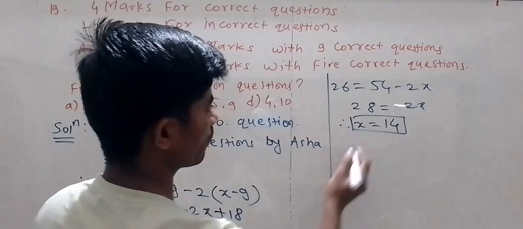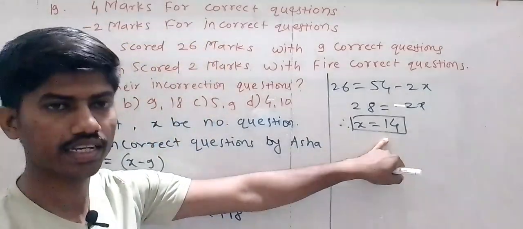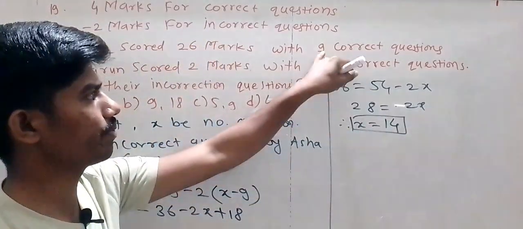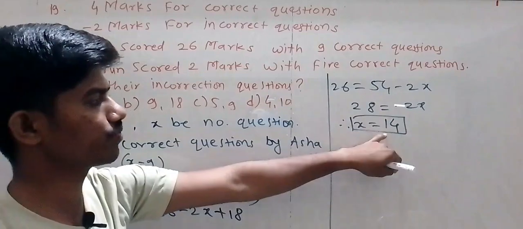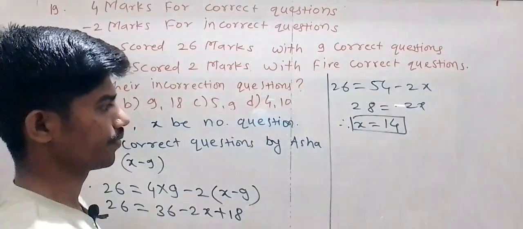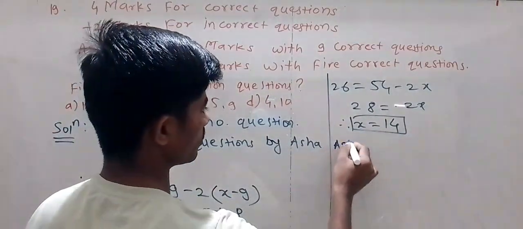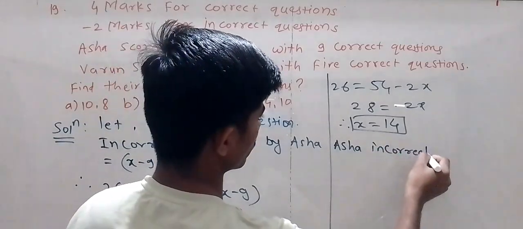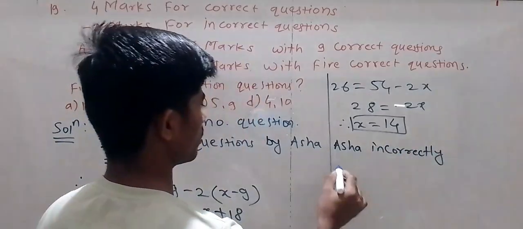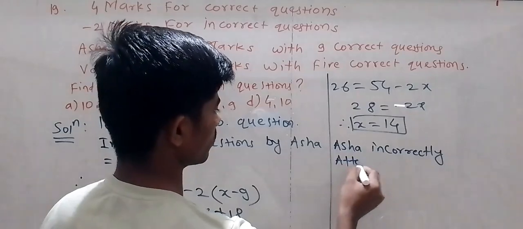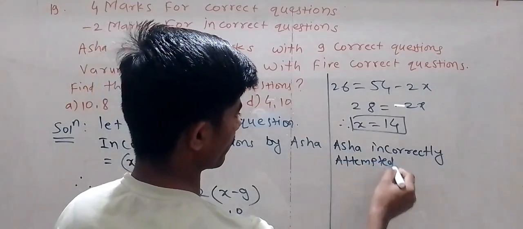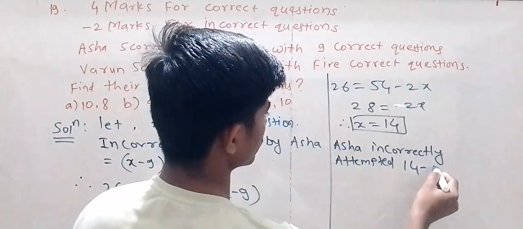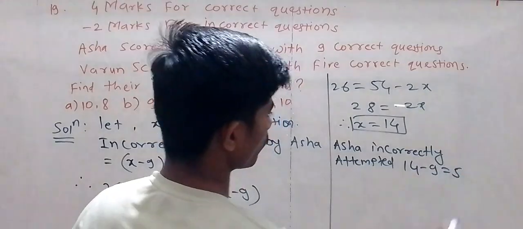If the total number of questions is 14, then how many were incorrectly attempted by Asha? So 14 minus 9 becomes 5. Asha incorrectly attempted 5 questions.